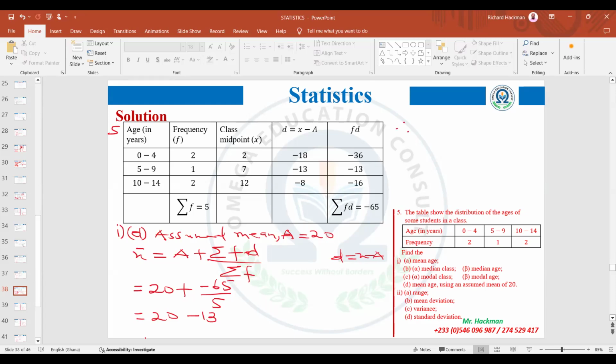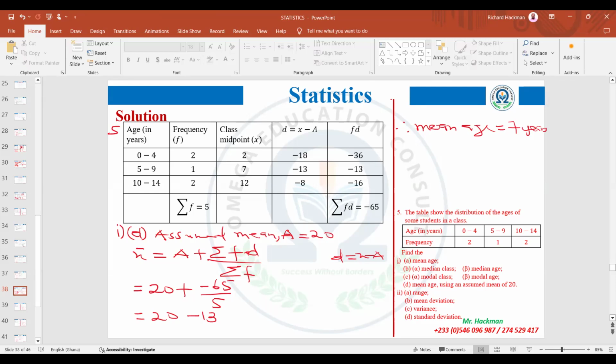So obviously your next step will land you at your answer, so you can draw your conclusion. If you move to the next page, please make sure you rule a line so that it will be regarded as a page. Therefore, the mean age will be equal to 20 minus 13, and that will give us 7. Don't forget the unit, so it will be 7 years. All correct? Yes, please. Okay, very good.